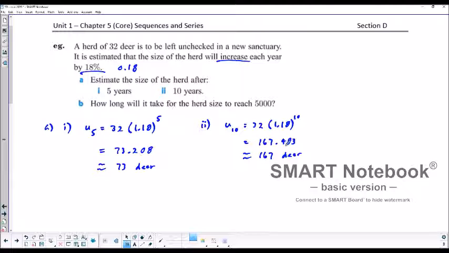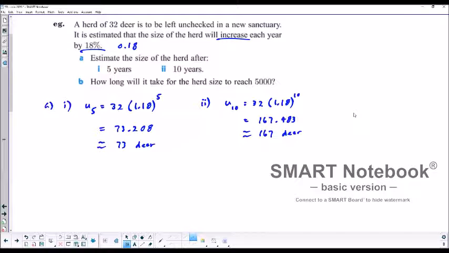Even if this were 167.7 or 167.8 deer, we'd have to round down, because you can't just magically round up a whole deer. You can't just formulate more matter out of something that's not there. So I always suggest you round down. Maybe the textbook answers might round up, but I'm not a big fan of that because it's not accurate.